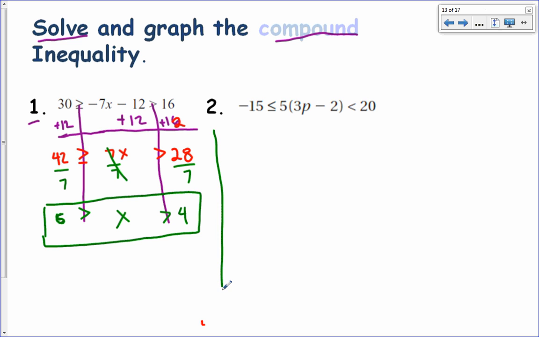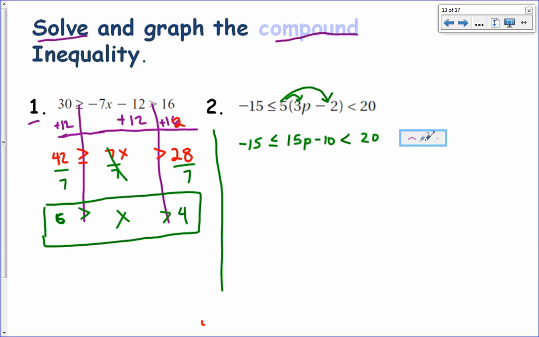So going over here to number 2, negative 15 is less than or equal to 5 times the difference of 3p and 2, and then that's less than 20. The first step for me before I even start solving it is to use the distributive property here to expand this a little bit. So this is actually 15p minus 10, which is less than 20. It's also, here's my less than or equal to symbol, negative 15.